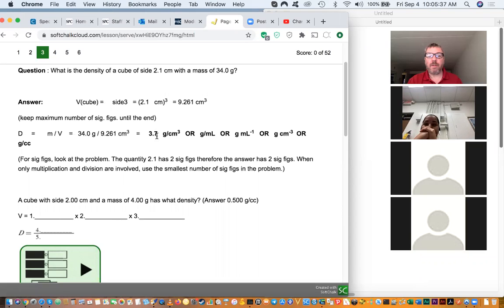The reason we're doing this is because everything here is a multiplication and division, so it goes by the smallest number of significant figures. To look for that, go back to the problem and find the smallest number of significant figures in the problem, and that will tell you how many sig figs you need in your answer. But don't do any rounding until you get to the very end. Otherwise, if you round twice, you're subject to getting a double rounding error. A single rounding error is fine, but not a double rounding error. Does anybody have any questions?